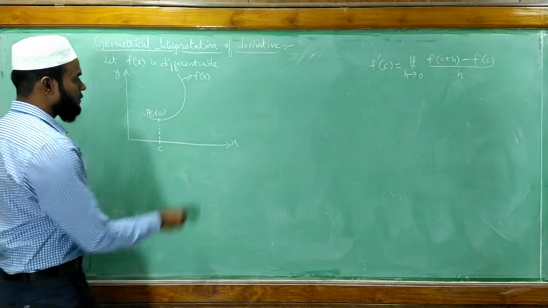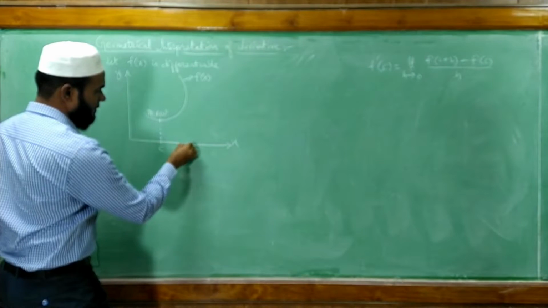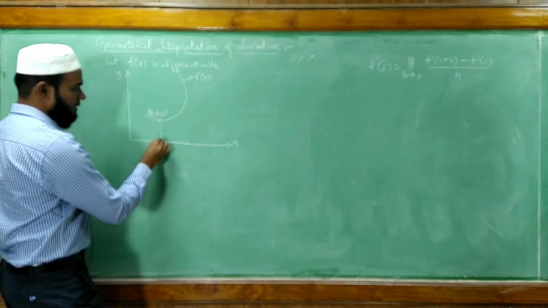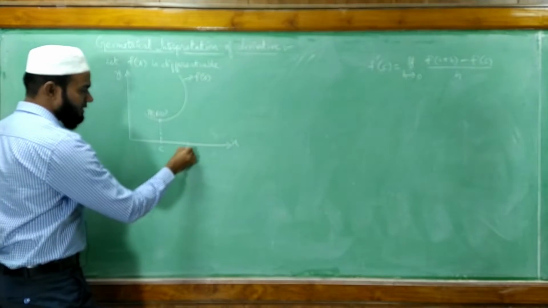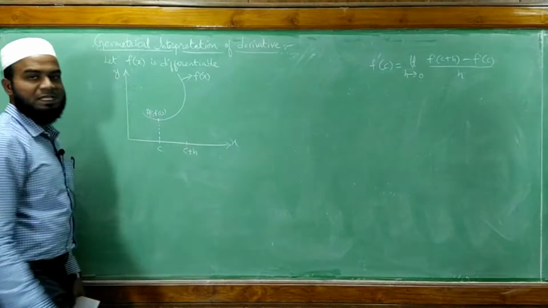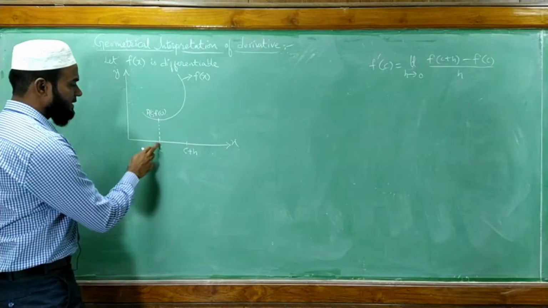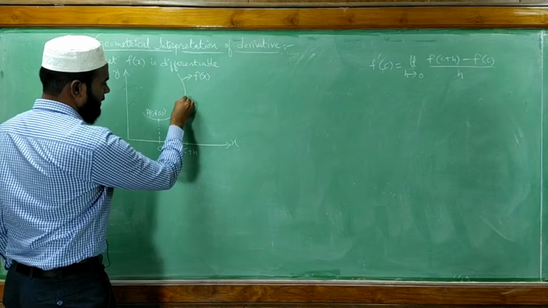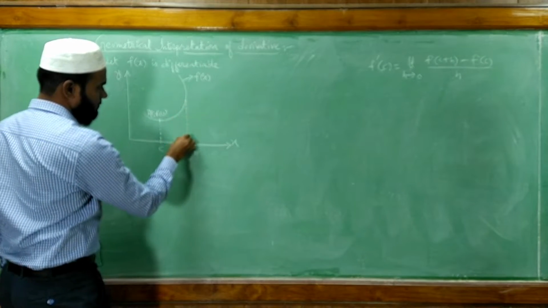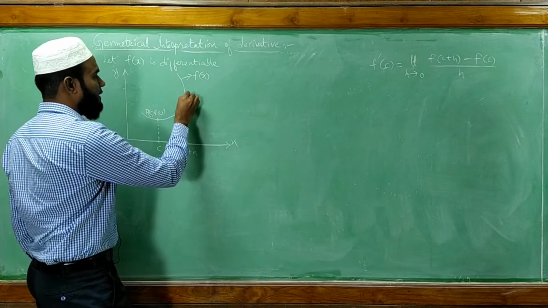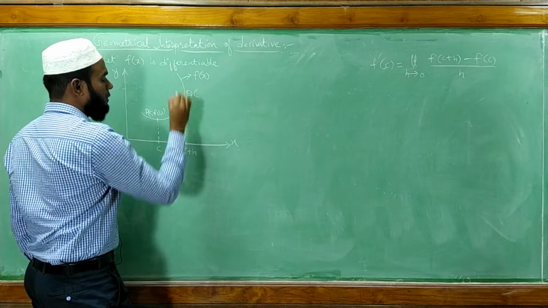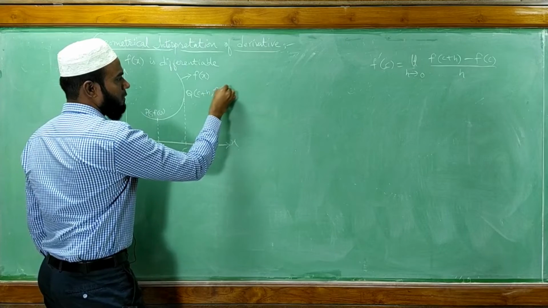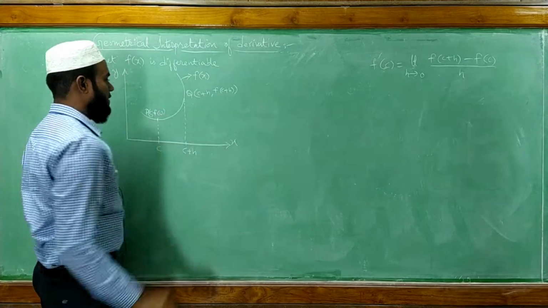Right? Suppose, students, one more point is there, which is at a distance of h from c. C is here, then this point will be c plus h. This point is at a distance of h from c, that is c plus h. Then corresponding to this, on the graph there will be a point. Consider this point as Q. Then this point will be c plus h comma f of c plus h, right?